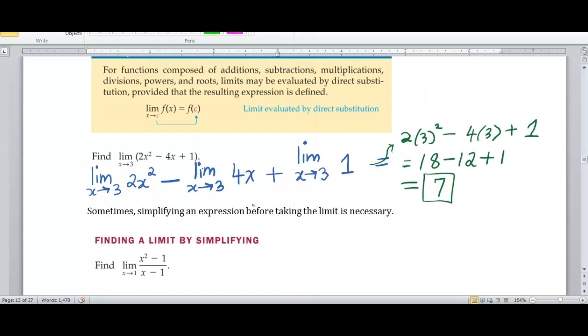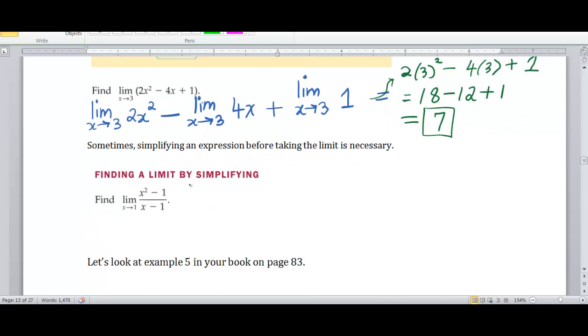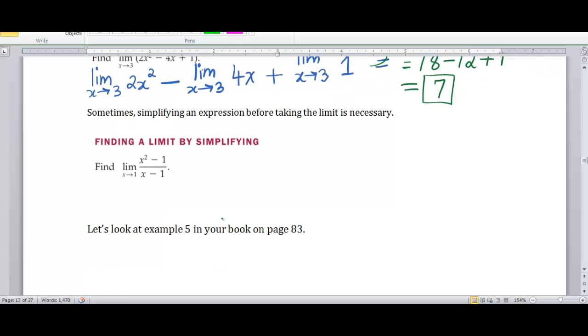So here direct substitution is possible. Sometimes you have to simplify, right? So let's look at this function here. If I plug 1 in directly, I'm going to get 0 in the denominator. I'll get 0 in the numerator too, and that's not defined. So I need to simplify this. So how can I simplify this?